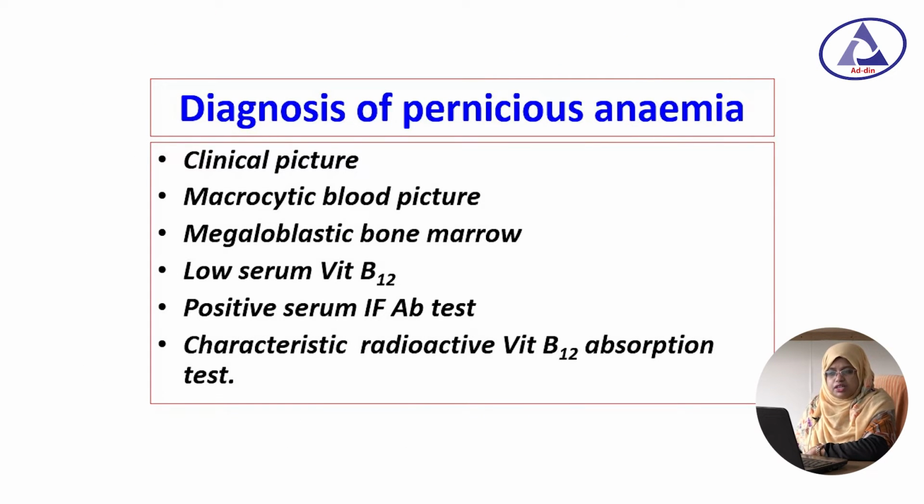How will you diagnose a case of pernicious anemia? At first we will observe the clinical features, that means clinical pictures, and then we should observe the peripheral blood film, and we will find a macrocytic blood picture. Then we will do bone marrow examination, and we will get megaloblastic bone marrow. Then we will see the vitamin B12 assay, and we get low serum vitamin B12, and also we find positive serum intrinsic factor antibody, and the characteristic radioactive vitamin B12 absorption test is also done.